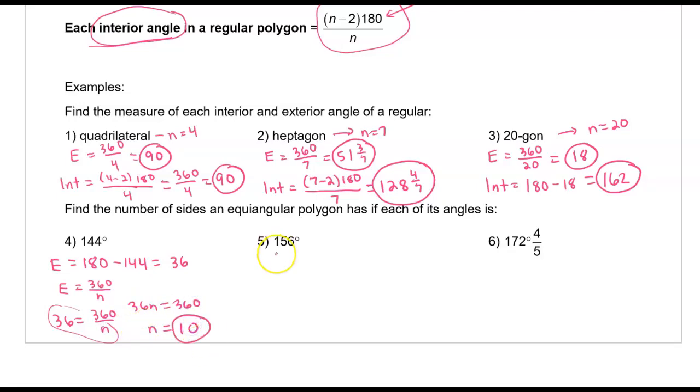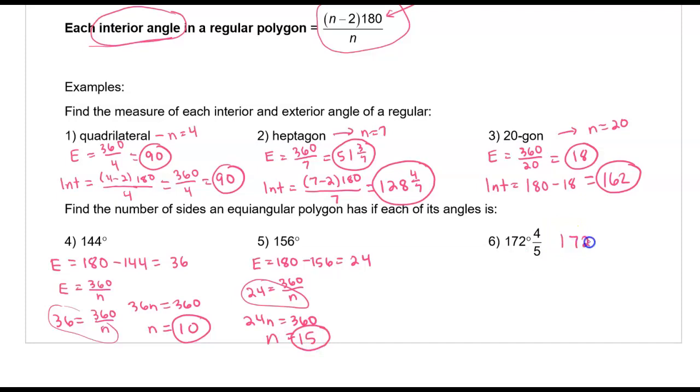Number 5, 156 is the interior angle. The exterior angle would be 180 minus 156, which is 24. The exterior angle is equal to 360 divided by the number of sides. So if you cross multiply, you get 24n equals 360. So n equals 15. Number 6.